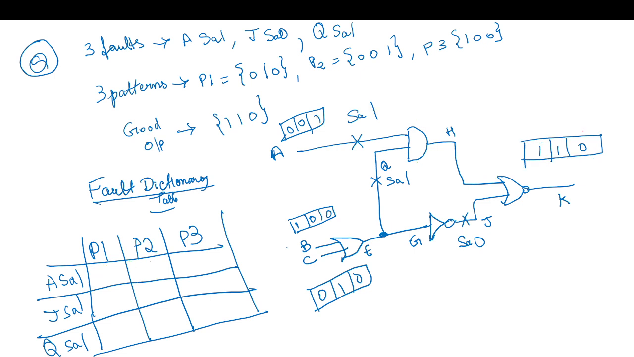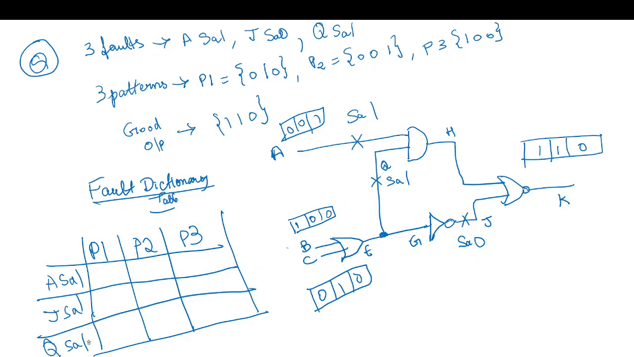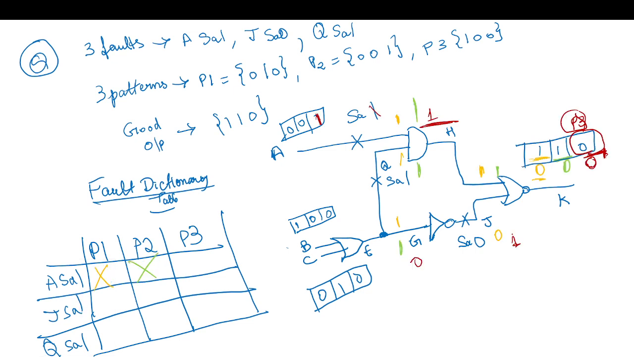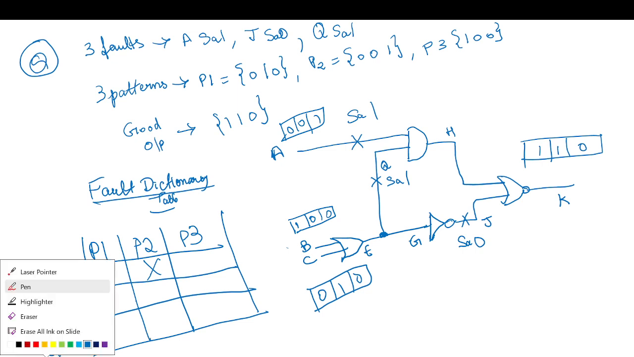Now we said that pattern 1 and pattern 2 can detect the A stuck at 1. Now we will see the J stuck at 0. Okay, this is 0. Even in the question, this is J stuck at 0. So now let's again apply and simulate it.